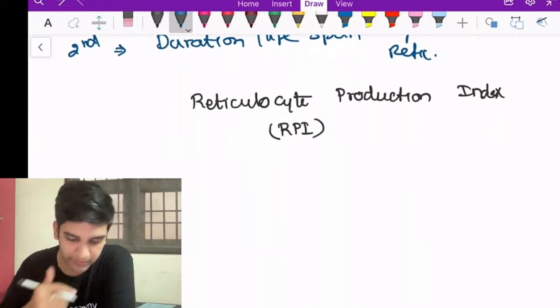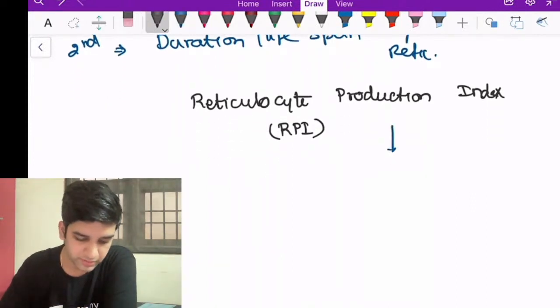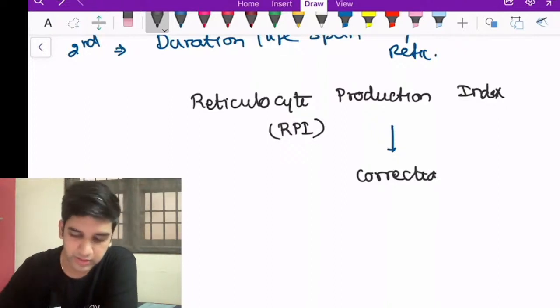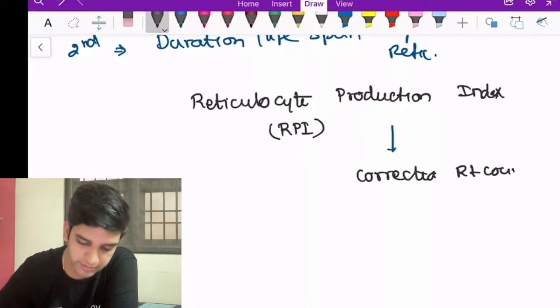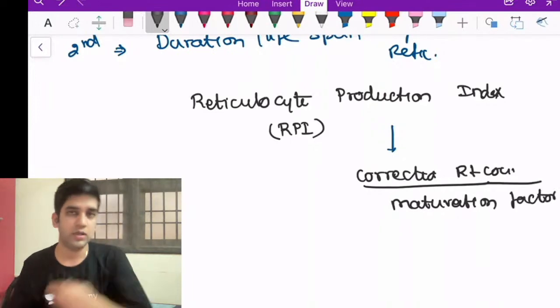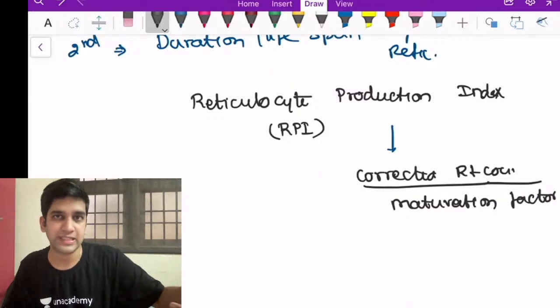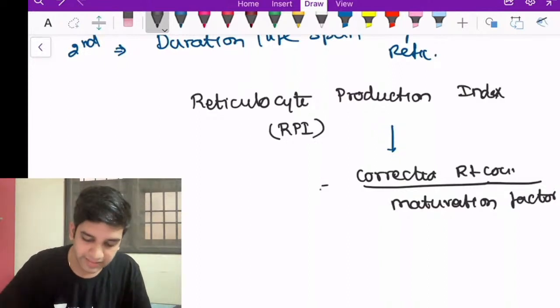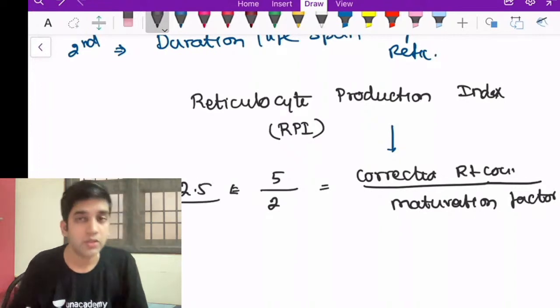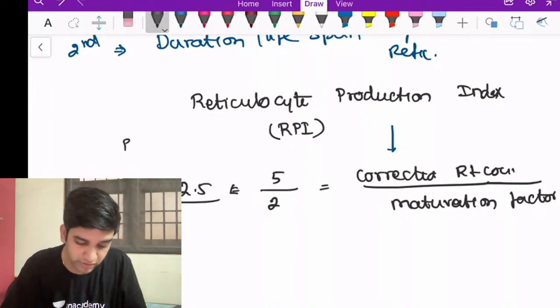Fine. So when you have an RPI, reticulocyte production index, it's going to be the corrected retic count, whatever we got in the previous calculation, which was 5%, divided by the maturation factor. As I said, that maturation factor is the one given from the hematocrit value. Our patient's hematocrit, what we took as an example, was 25, so the maturation factor is 2. My corrected reticulocyte count was 5, divided by 2, so my reticulocyte production index is 2.5.